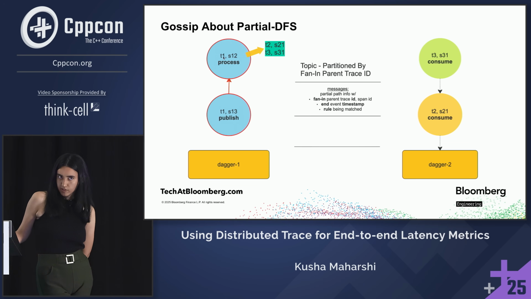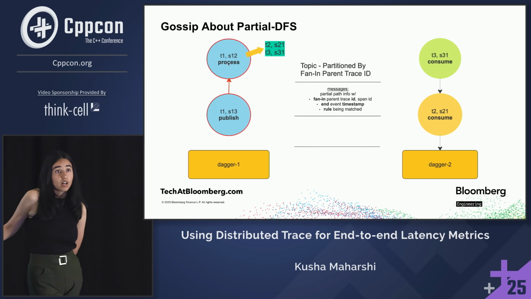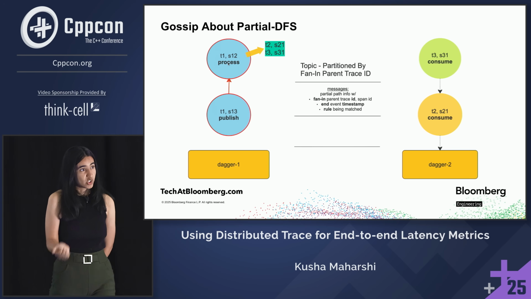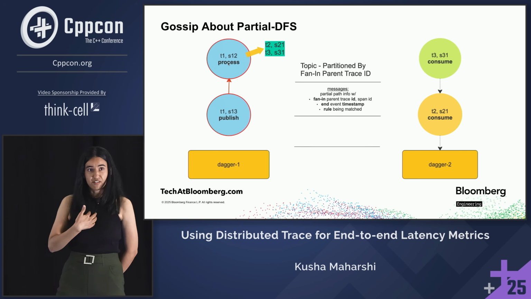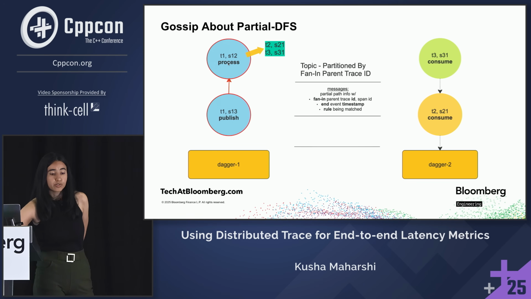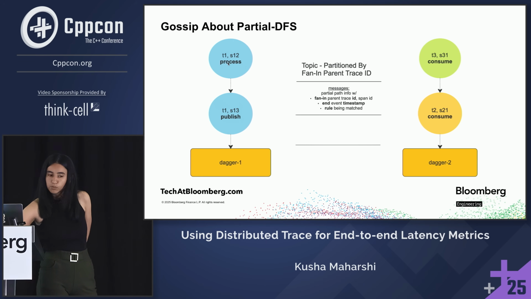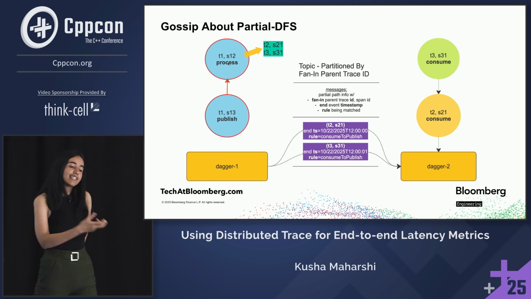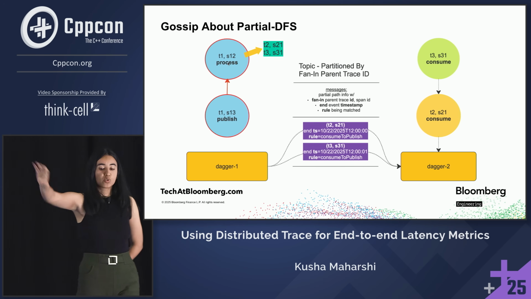It will hit the process span, and it will see, oh, I've got myself 2 parents in trace 2 and trace 3 that I don't have. I don't have access to trace 2 and trace 3. So what I'm going to do is, I will send that message across to Dagger 2.